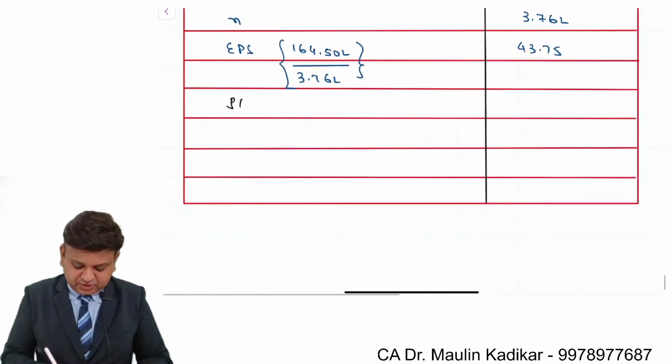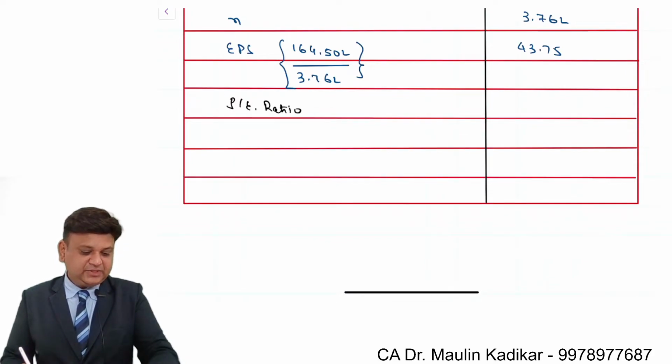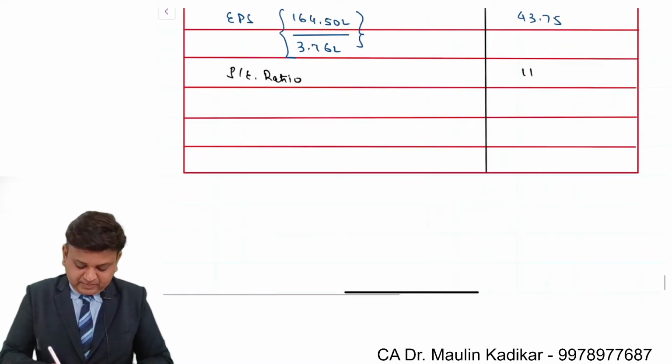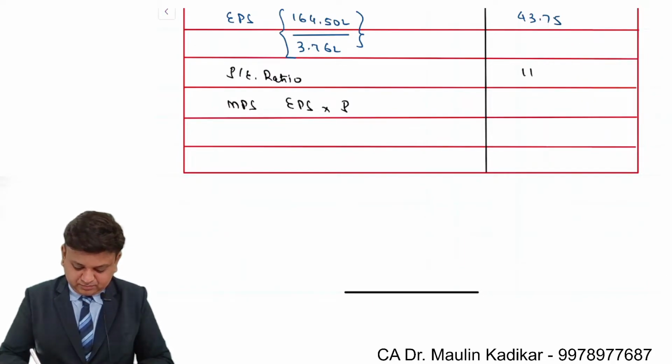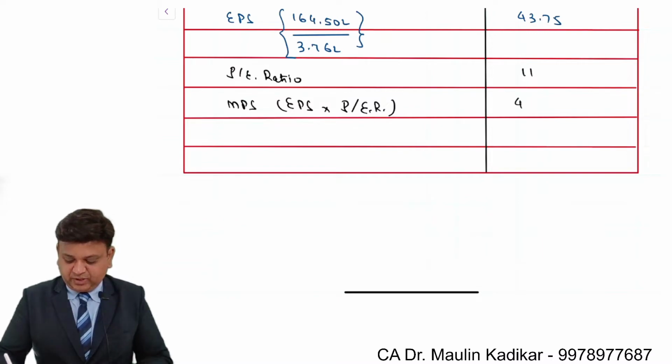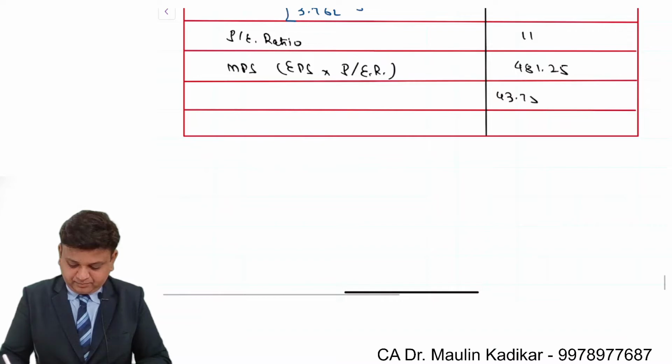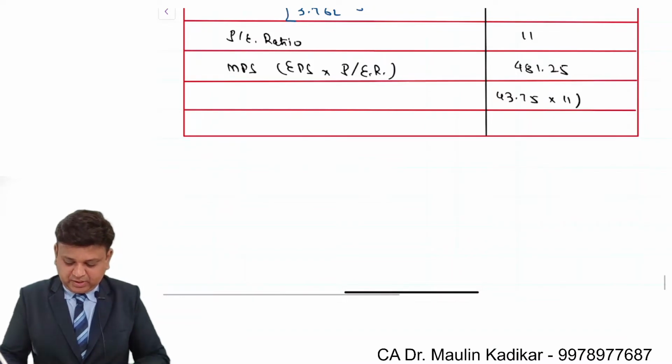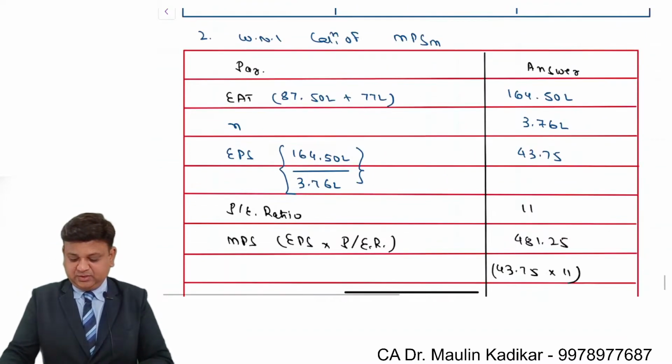Multiplied with the price earning ratio. Because the question says that the price earning ratio is going to remain same. That will give MPS. That is EPS into price earning ratio. So 43.75 into 11, that is 481.25. Okay, this will give the market price per share.